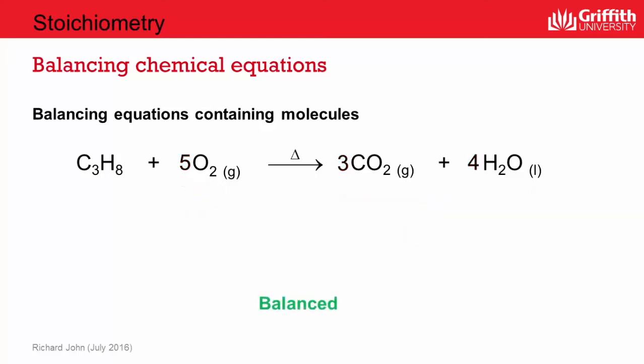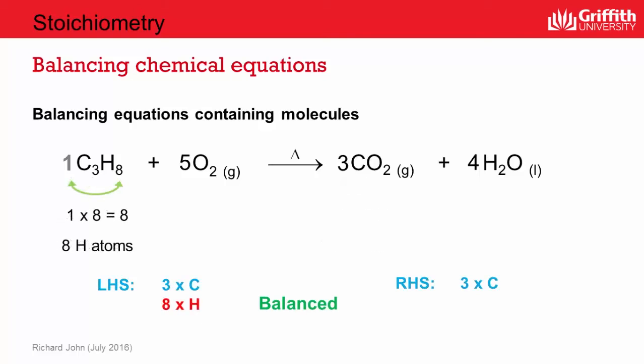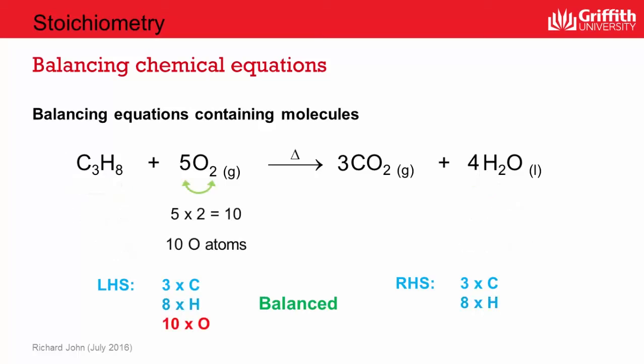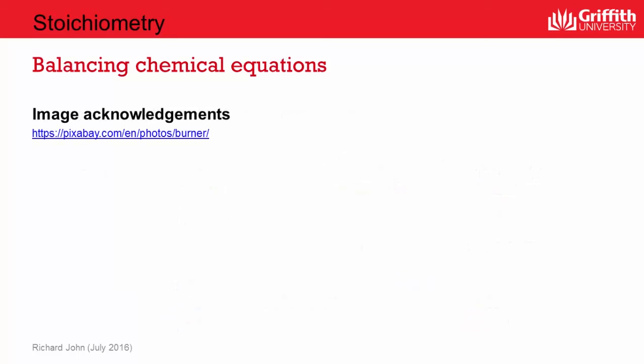So this equation is now balanced, and we've used a systematic approach to do it. We've got 3 carbon atoms on the left hand side, 3 carbon atoms on the right hand side. We've got 8 hydrogen atoms on the left hand side and 8 hydrogen atoms on the right hand side. And finally we've got 10 oxygen atoms on the left hand side and a total of 6 plus 4, which is 10 oxygen atoms on the right hand side there.